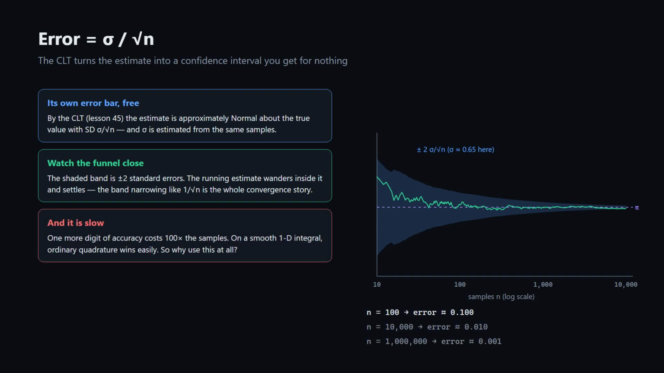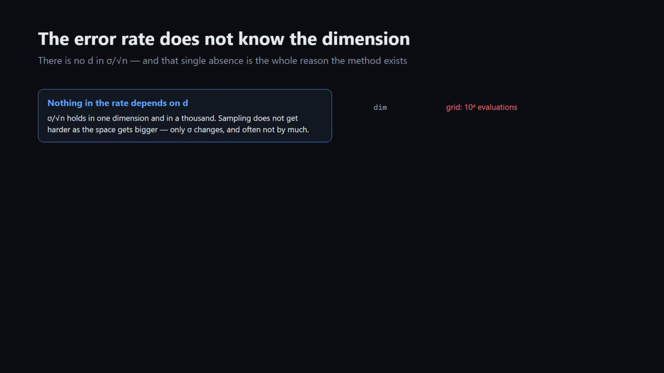1 over root n is slow. To cut the error by a factor of 10, you need 100 times as many samples. On a smooth one-dimensional function, ordinary numerical integration will beat this without effort. So why does anyone use it? Because of what is missing from that error formula. There is no d in it. 1 over root n holds in one dimension and in 1,000, and sigma does not care about the dimension either.